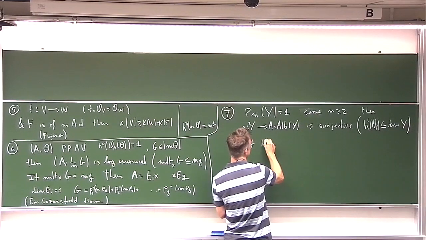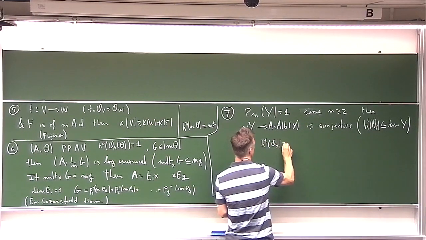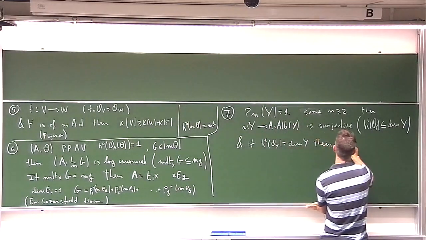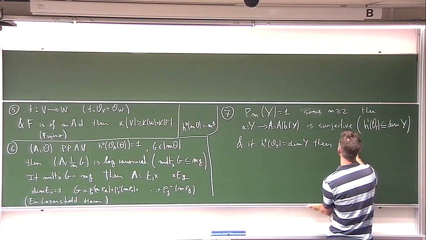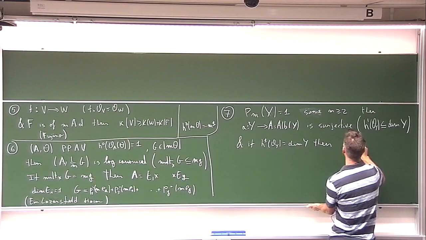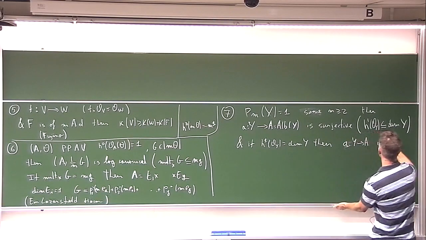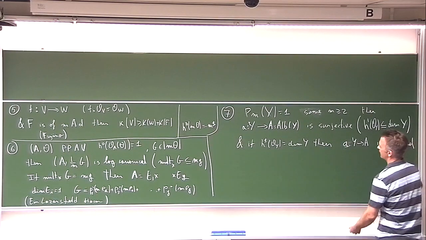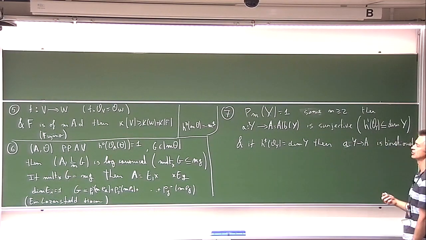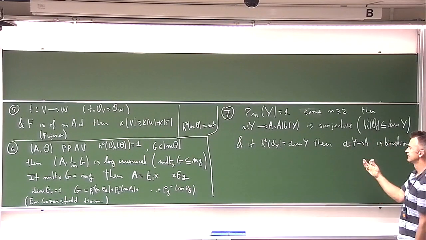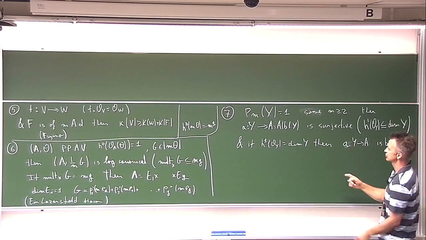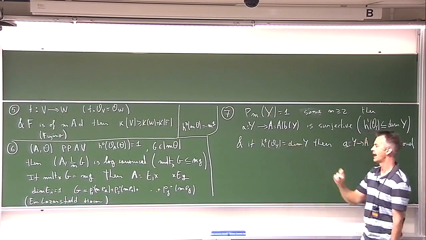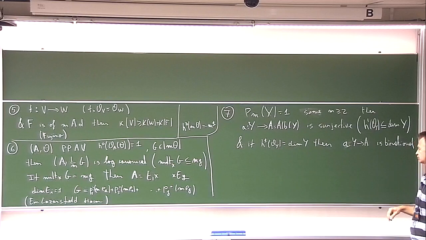If we have equality, then this map A from Y to A is birational. So this is known as a birational characterization of abelian varieties in terms of just two birational invariants, the plurigenera, say P2 of Y, and the irregularity, H1 of O of Y.